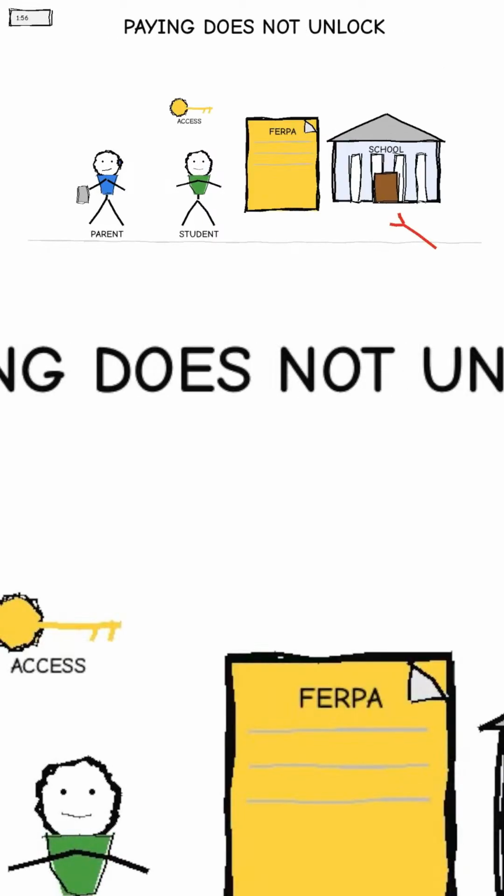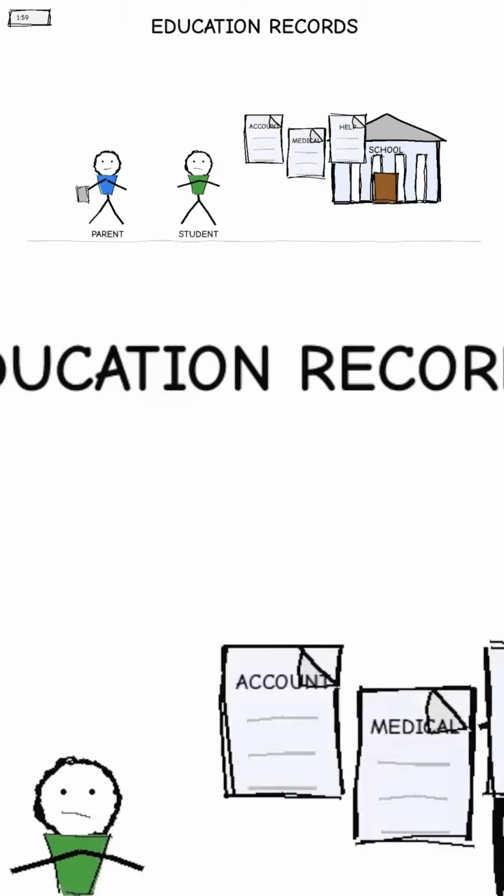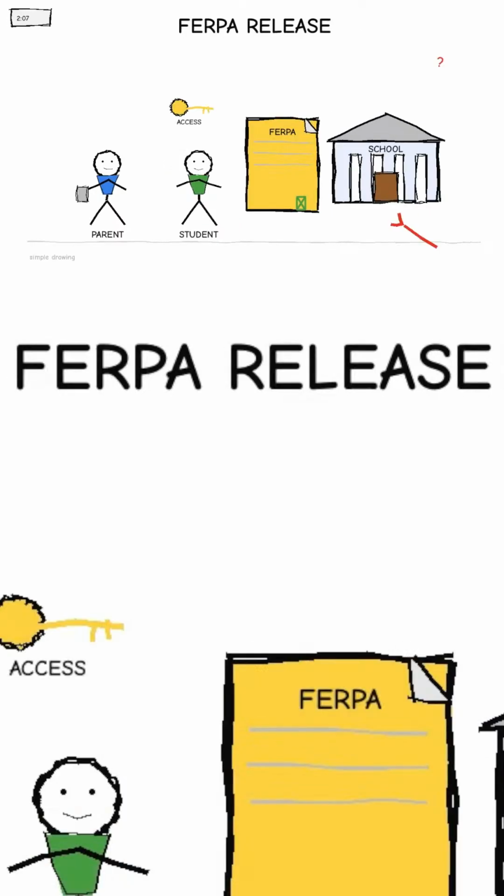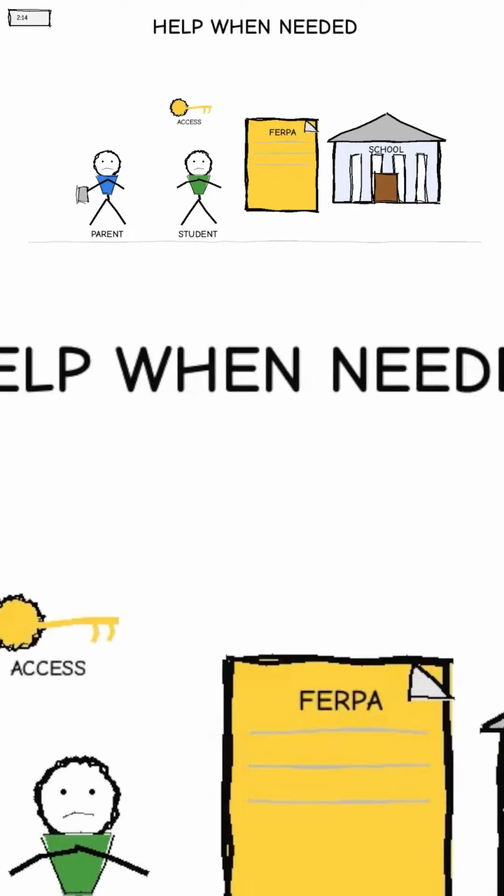This is important because even if a parent is paying the bill, the school may still require the student's consent before sharing protected education records. So before classes begin, have your student log into their university portal and search for terms like FERPA release, parent access, authorized user, or student records consent. This is not about spying. It is about making sure the family can help when help is actually needed.